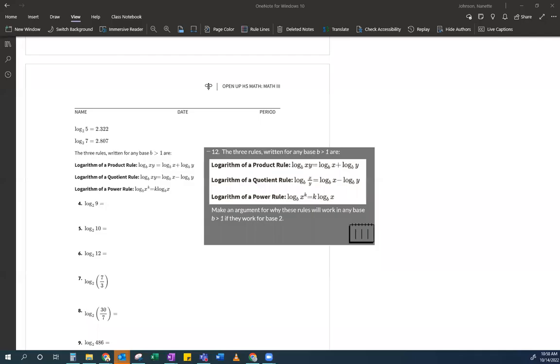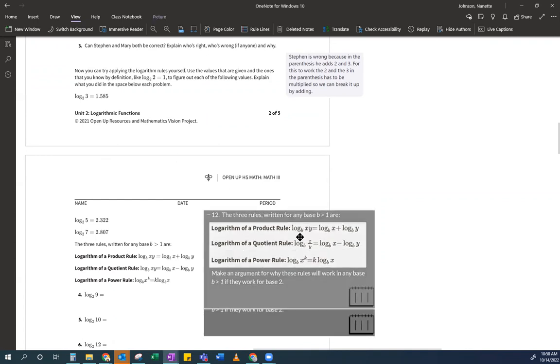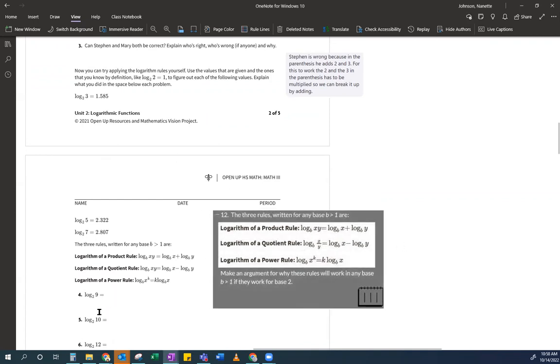Okay, so we're going to go over how to expand these logs, log base 2 of 9, based on log base 2 of 3, 2 of 5, and 2 of 7. Now, the way I want you to think about this is like a number game. You're saying, hey, how would I make a 9 from 3, 5, and 7? And then you're going to use these rules to expand it, right?